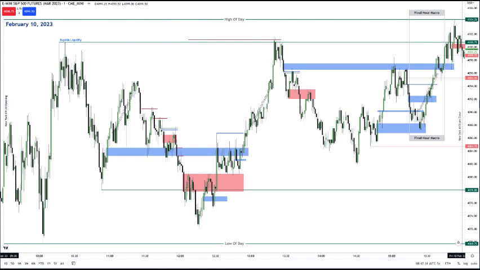So it gives you an X-ray view of how the algorithm will refer back to old areas of real fair value. That's not to diminish fair value gaps, because fair value is an evolving factor and principle in order flow.